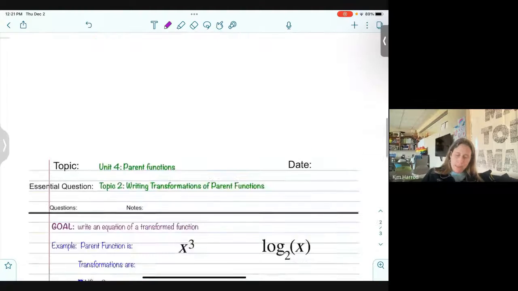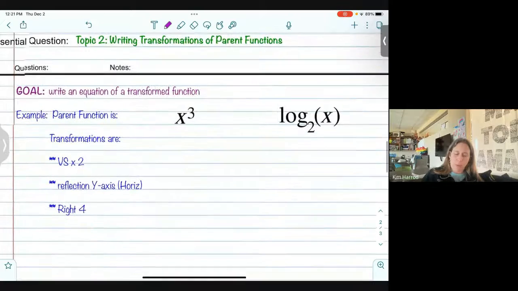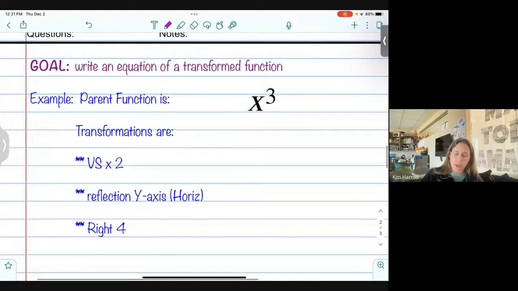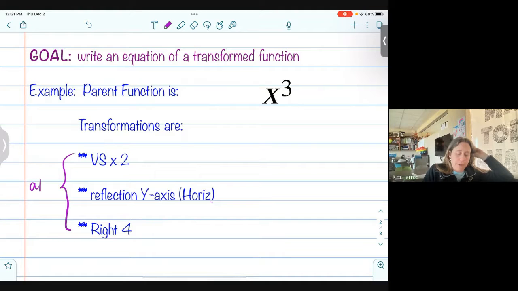So here on my next example, we're going to try to put all of them together at once. We're going to do x cubed first, and then I'm going to do log x with the same thing. So we've got x cubed. We want vertical stretch by 2. We want reflection over the y-axis. And we want right 4. And we're going to put all 3 of these in the equation at the same time.